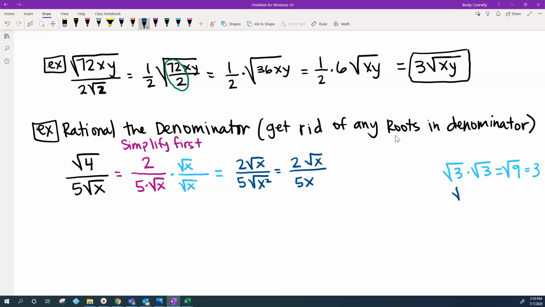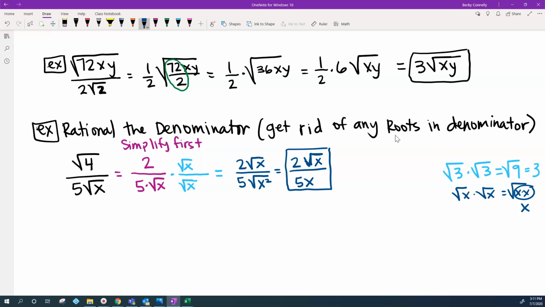Right? Because if I did the square root of x times the square root of x, that gives me x times x. There's 2 of the same, so it gets to come out as an x. And so that's what I'd have there for my answer: 2 square root of x over 5x. And I know it's rationalized because there's no roots now. There's no square roots, cubed roots, no kind of roots in the denominator.